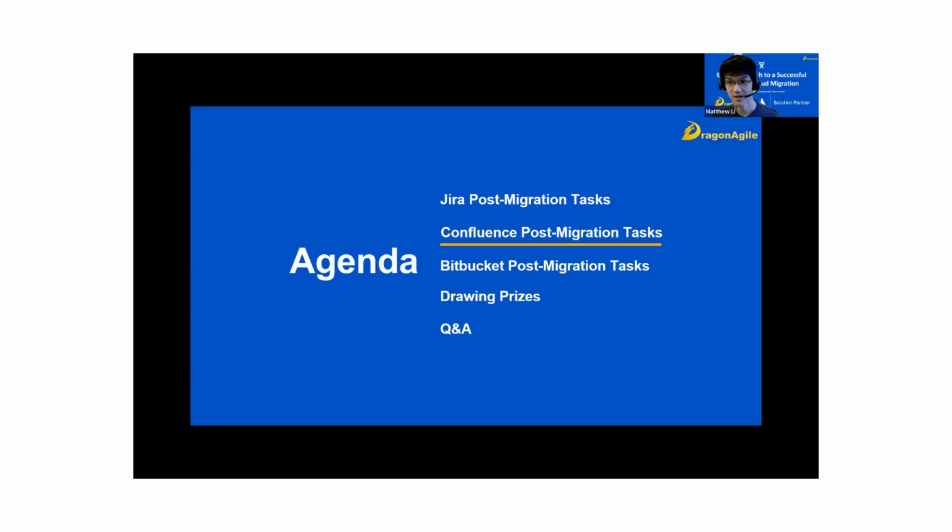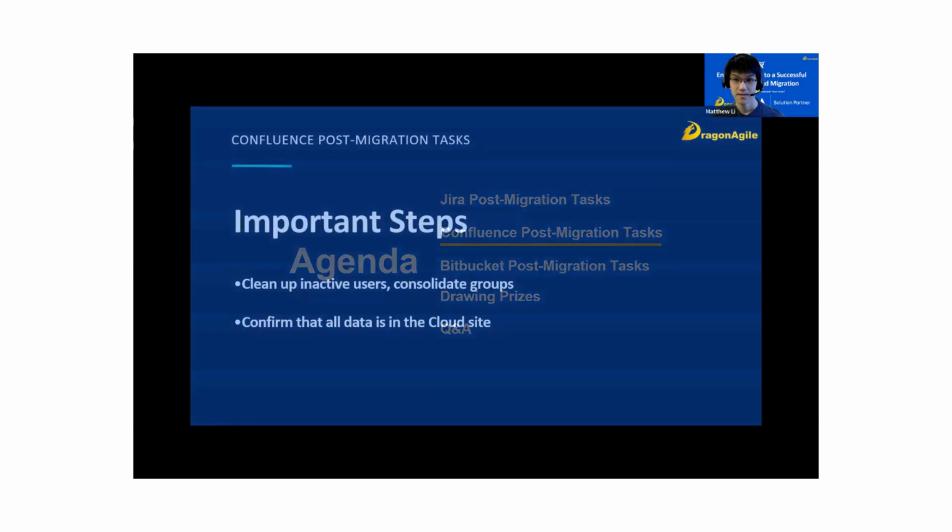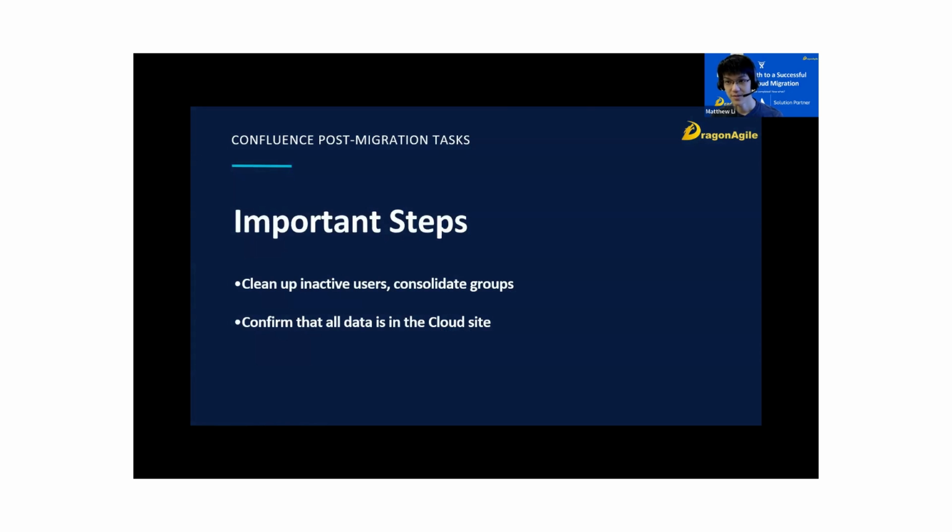So now let's talk about Confluence post-migration tasks. Confluence is quite a bit simpler than Jira. Again, inactive users will be migrated using the migration assistant, so be sure to deactivate those users. And if you're merging with an existing cloud site, be sure to consolidate the groups as well in order to keep it organized. Also confirm that all your data is in the cloud site, such as spaces and users.